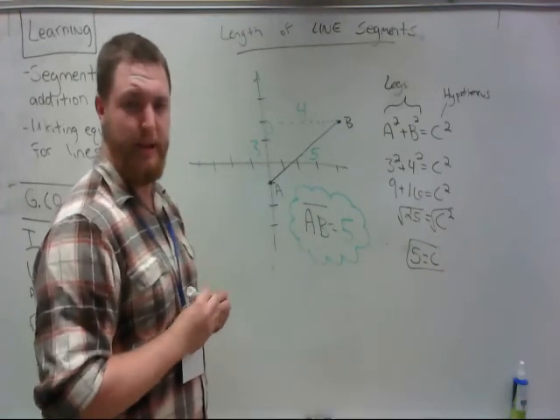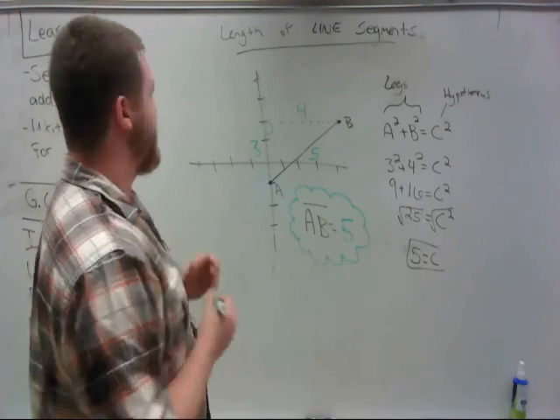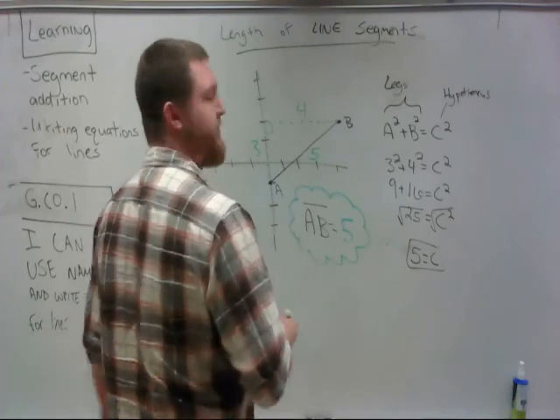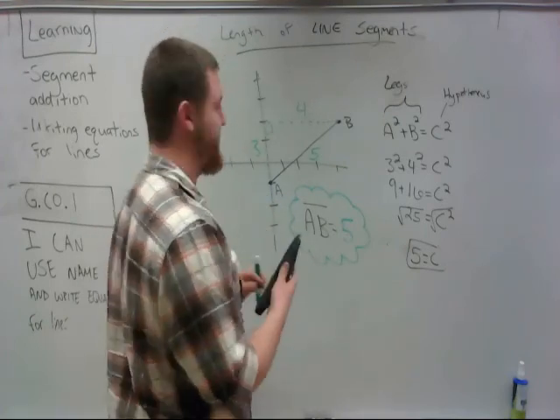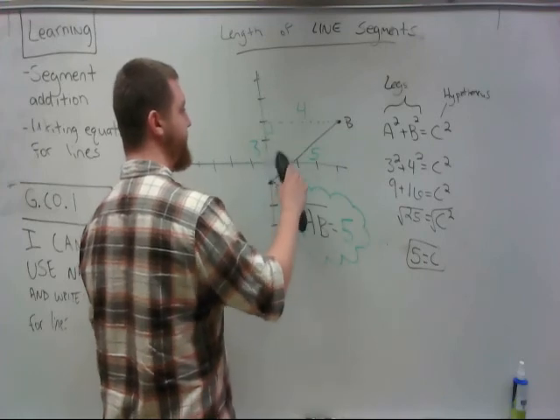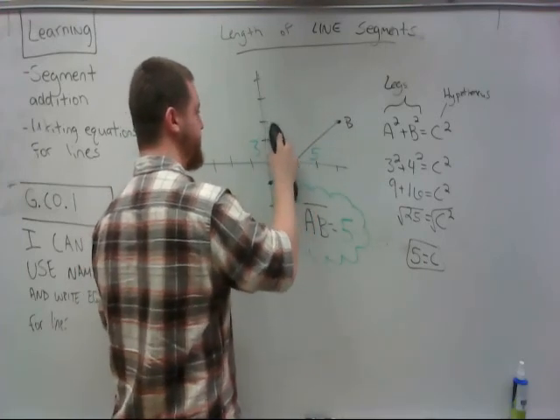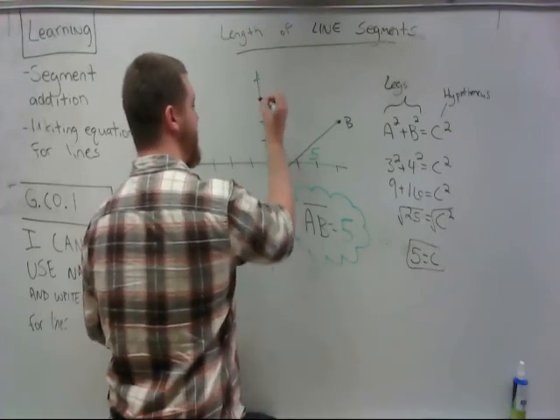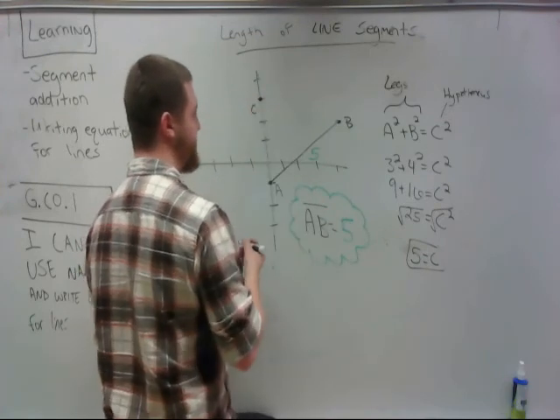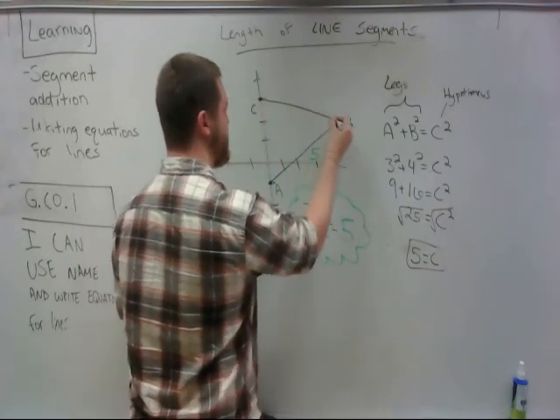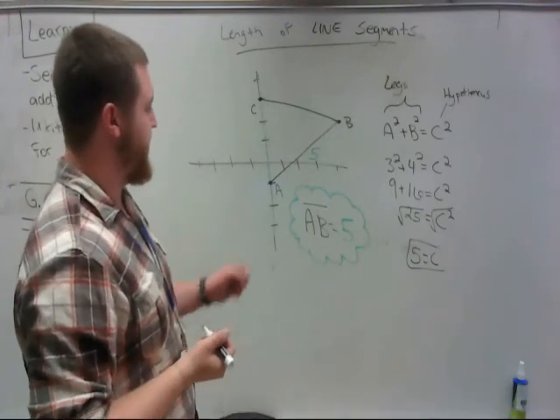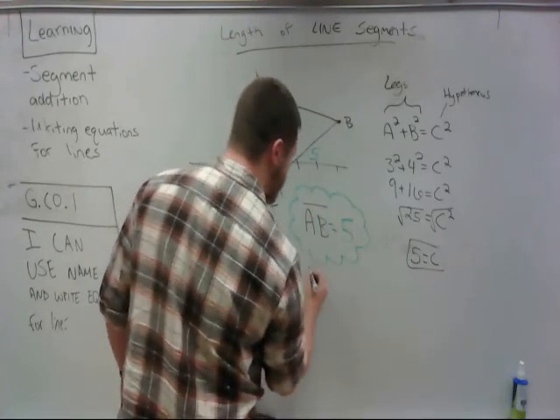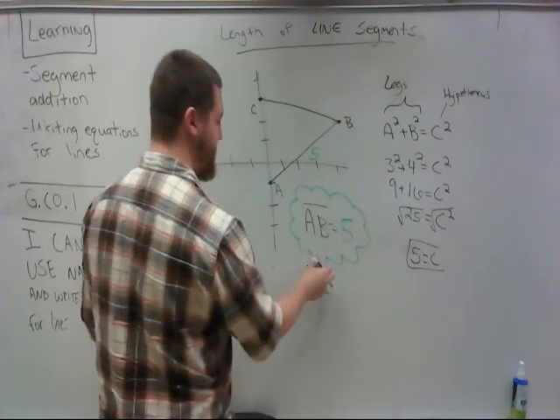Beautiful. Okay? So now we have the length of line segments. We've named line segments. Let's talk about lines. Actually, no, let's do addition first. Sorry, I'm all over the place. Let's say that we have another point over here. And for the sake of argument, we'll name it C. So now I have line segment AB, and I must also have line segment BC. I want to know what the length of BC is.